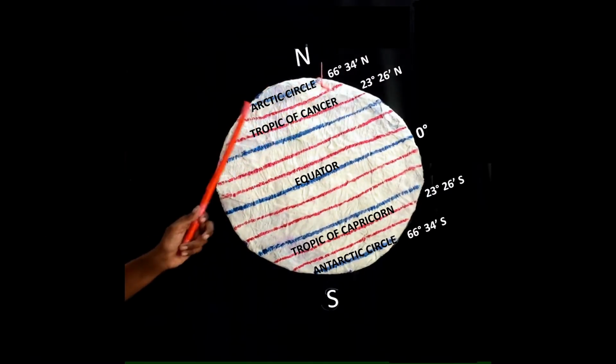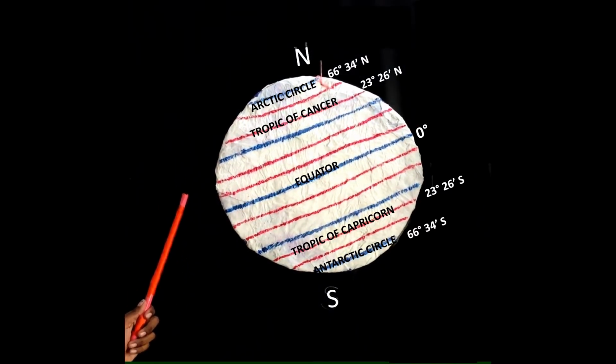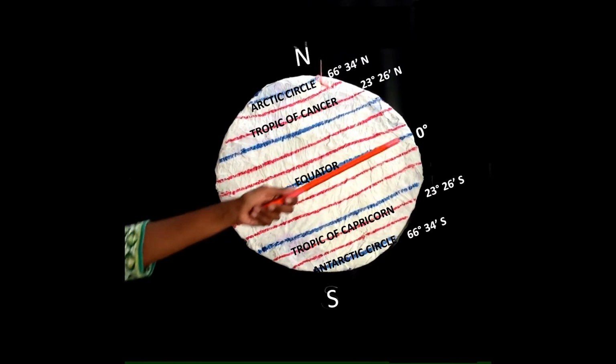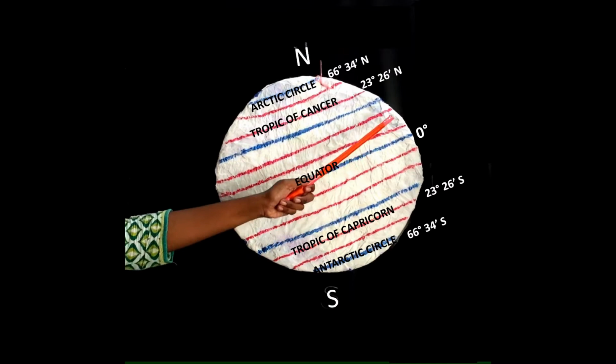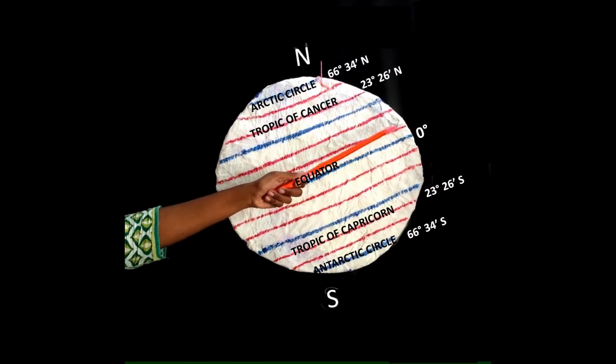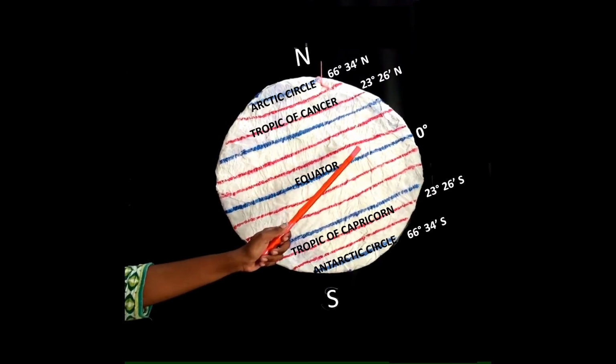The horizontal lines running from east to west are called latitudes. Latitudes range from 0 degrees to 90 degrees. The 0 degree latitude is called the equator and it passes through the center of the earth and it is the widest on the earth.